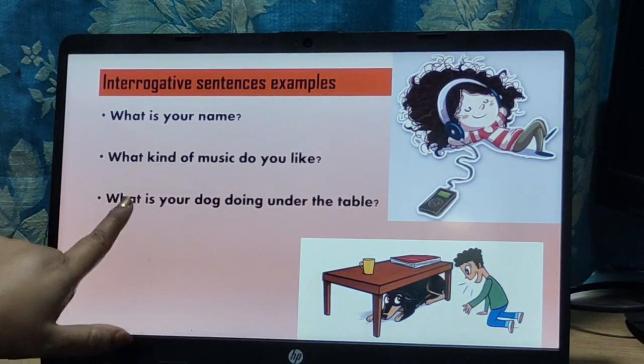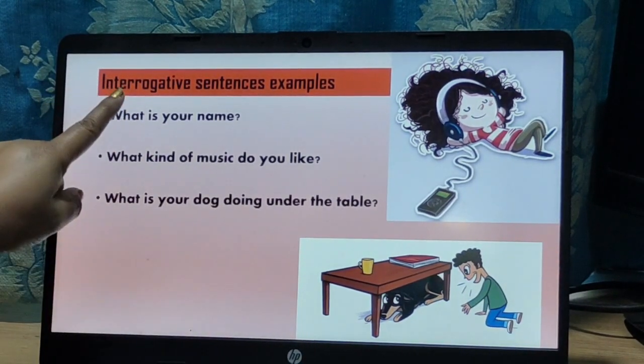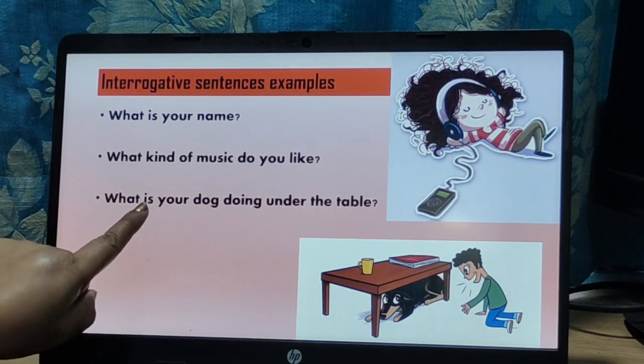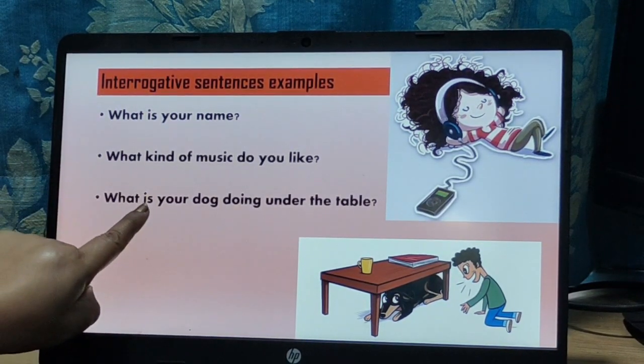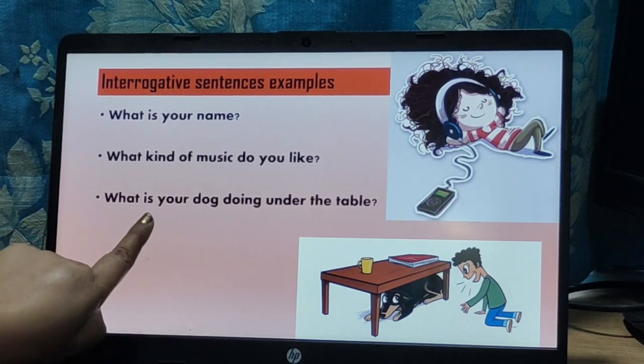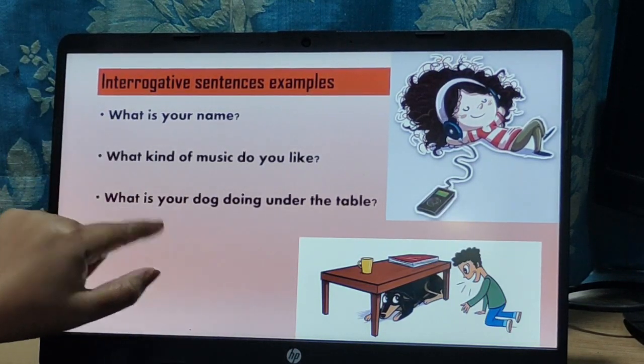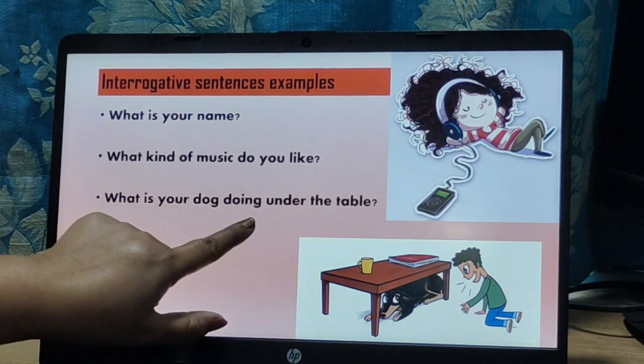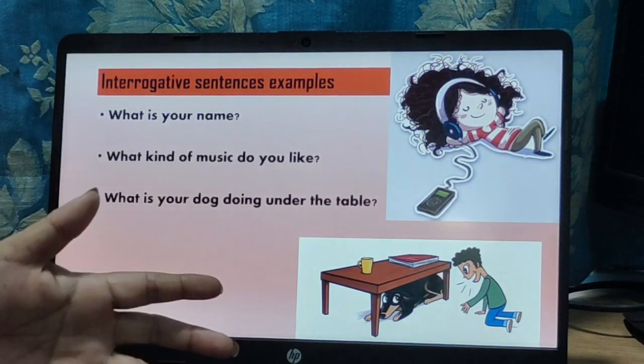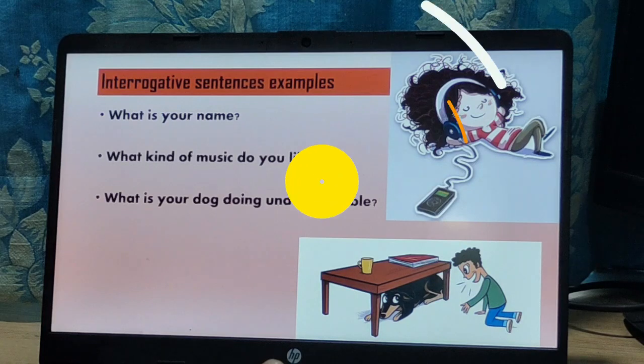Here, if you look, one sentence structure for the interrogative sentence is that it divides the verbs, is and doing. These are the verbs there. So your dog, the subject part, is coming in between the two verbs. Normally, this is the sentence structure of the interrogative sentence.